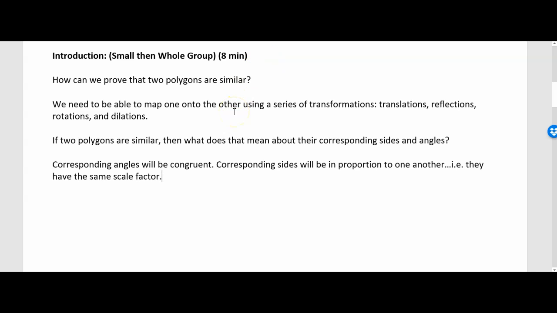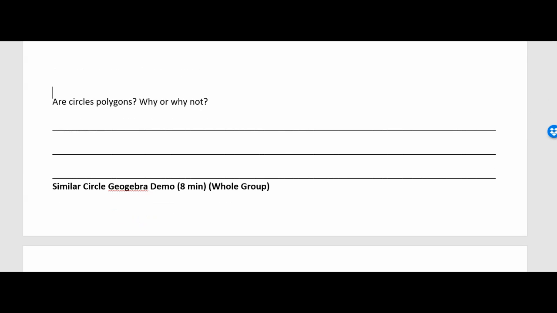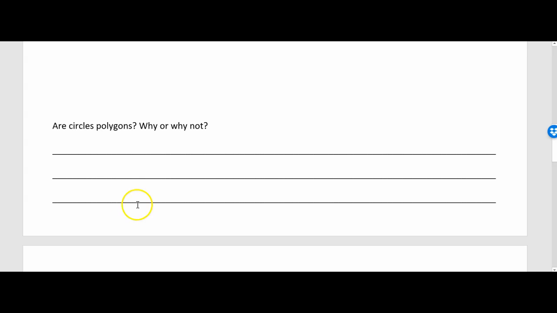Well, let's dive into circles a little bit. So are circles polygons? Why or why not? So I just kind of mentioned that they weren't a couple minutes ago, but think about why they're not. Think about the definition of polygons and why circles do not fit into that category.